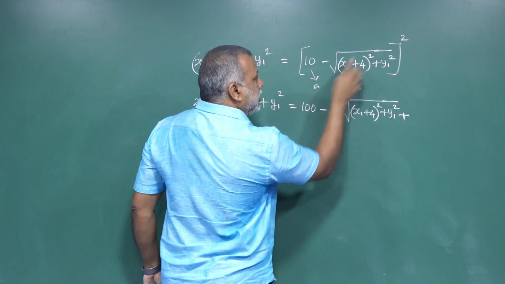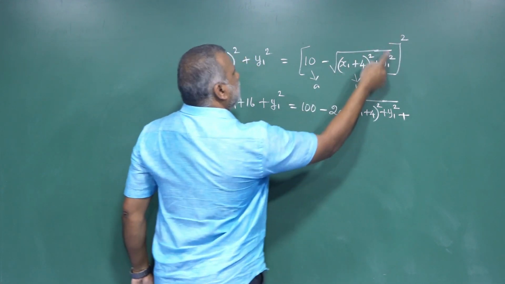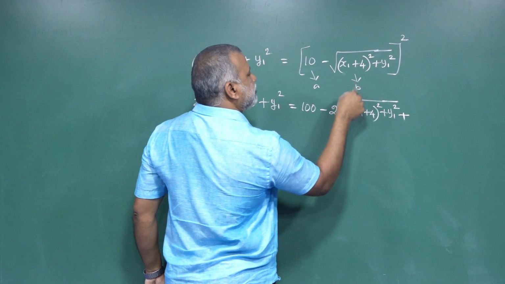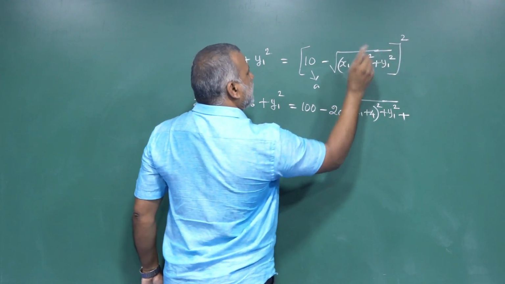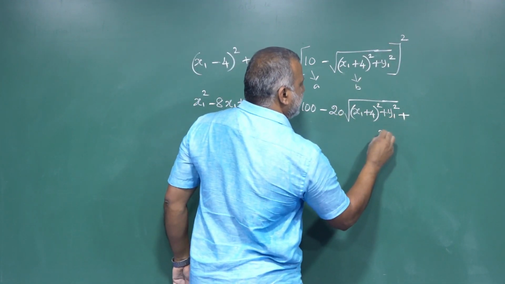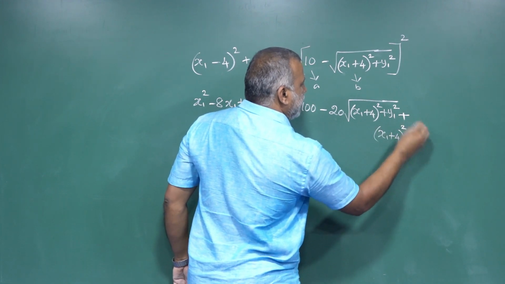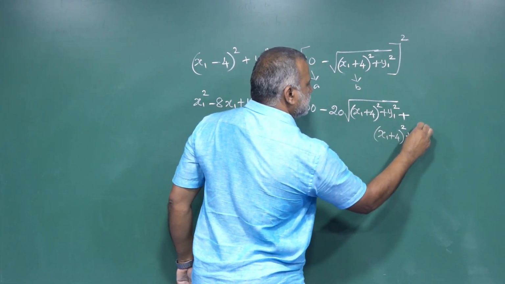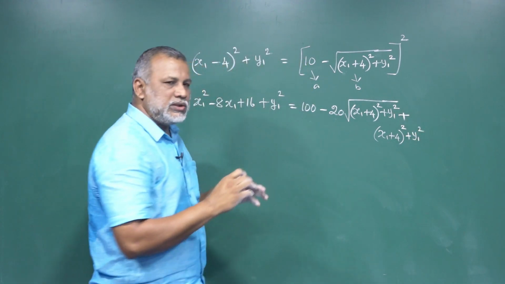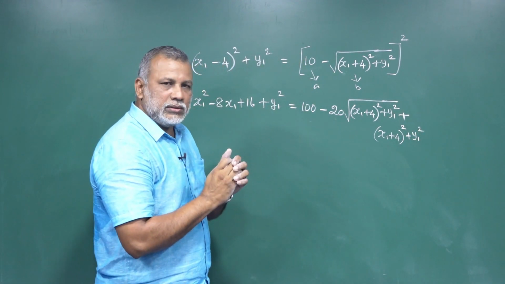b squared means here root and square will be removed, because we are considering the entire root family as b. We can get once again (x1 plus 4) the whole squared plus y1 squared. So dear students, keep this logic, very important.